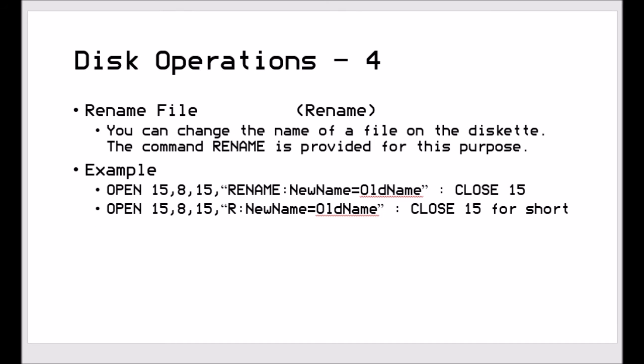Disk operation 4 is rename, which is basically rename an old file into a new file. So rename John into Richard.